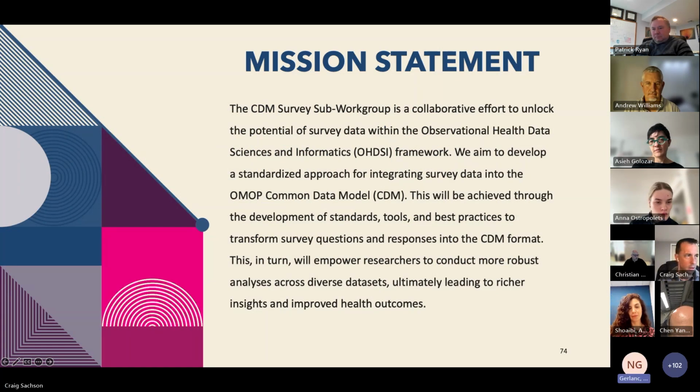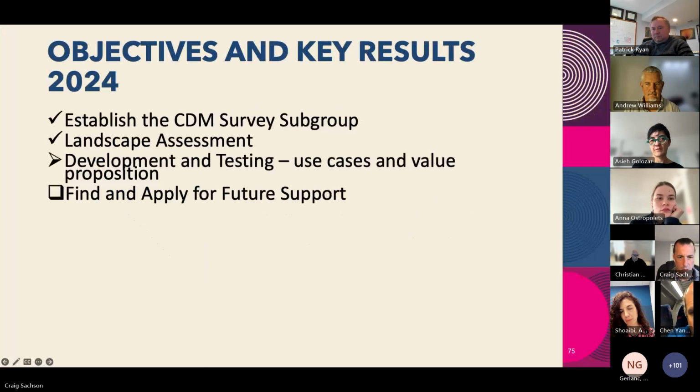So good day. I'd just like to have our mission statement in here for the record, but basically our goal is to eventually be able to do with survey data what we can already do with EHR data. Next slide. So just a little review of last year. We did form the survey group. We've had our 1-year anniversary, and we did launch and review the results from our landscape assessment.